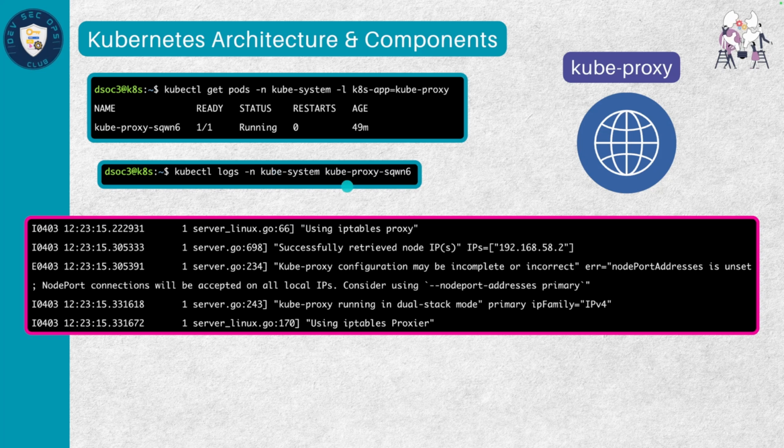I can also check the logs of this pod. First I get which pod it is, then I run the command kubectl logs with this name, and you can see it is using the iptables proxier and successfully retrieved the node IP. Here it also says the kube-proxy configuration may be incomplete or incorrect, because nodePortAddresses is unset, so NodePort connections will be accepted on all local IPs. It basically handles the networking between the nodes and the cluster. So kube-proxy is responsible for handling the networking.